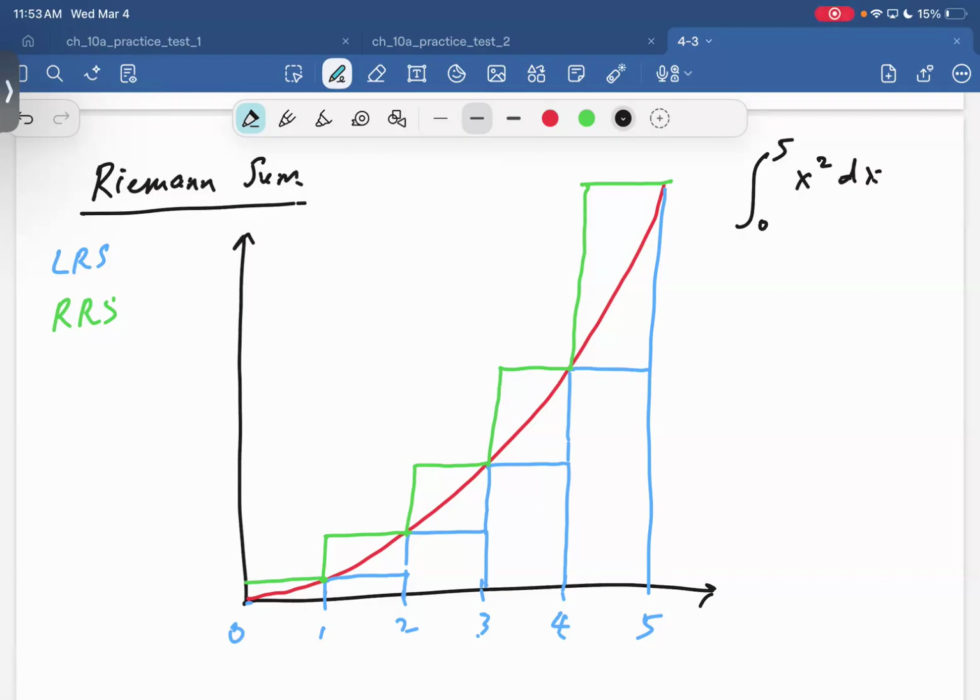Any questions? Vincent? How do you do it? You would just add the areas up. So you would find the areas of these rectangles, base times height, and do that for every single one.